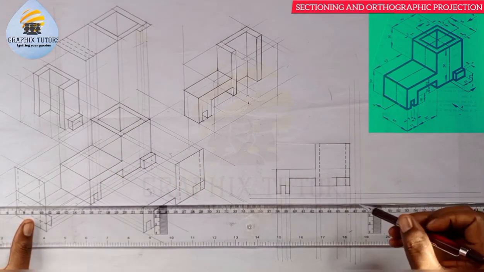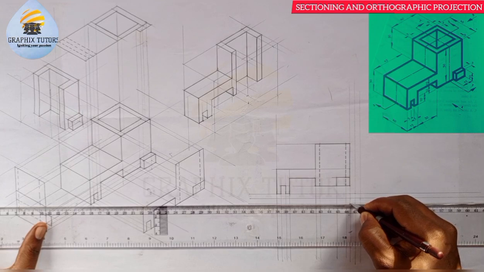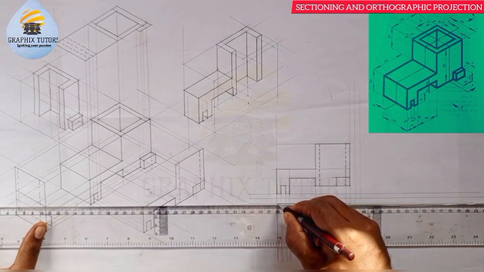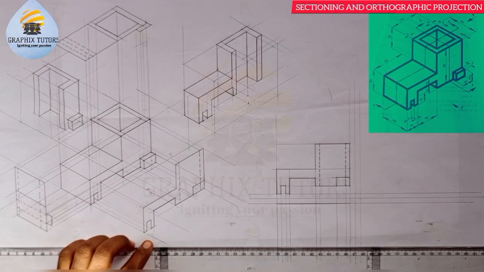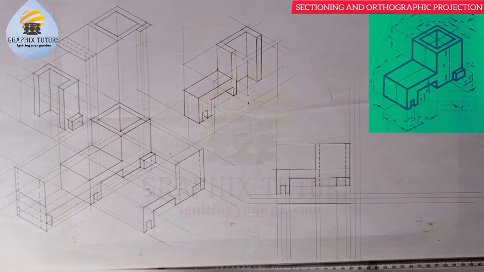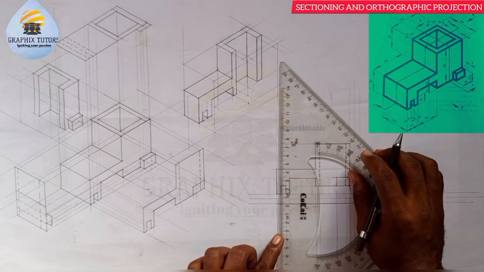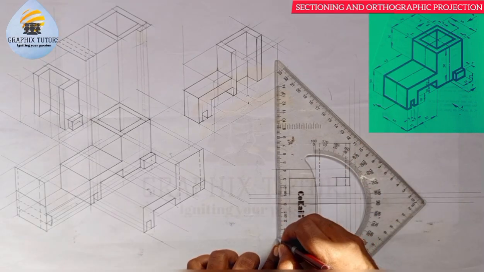So I'm going to close it up from here to here, right? And the thickness from here to here is given to be what? 40. So I'm going to measure 40 from here, from 0 to 40.